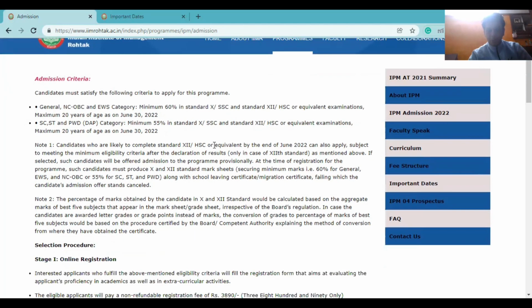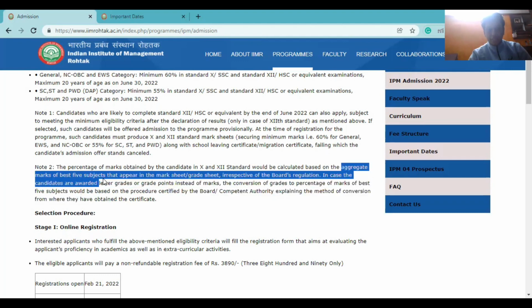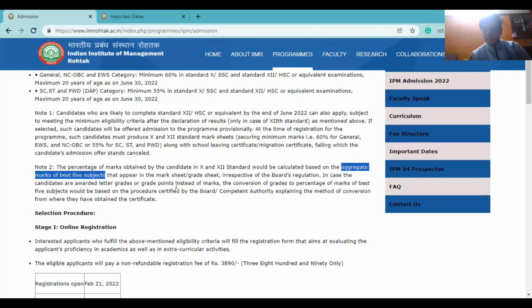Now moving on, I'd like to shift your focus to note 2, where they mention that the 10th and 12th percentages that you need to submit have to be based on aggregate marks of best 5 subjects. So just make sure that you enter the best of 5 marks and not the aggregate marks, because best of 5 percentage tend to be better than the aggregate one. So please make a note of that.